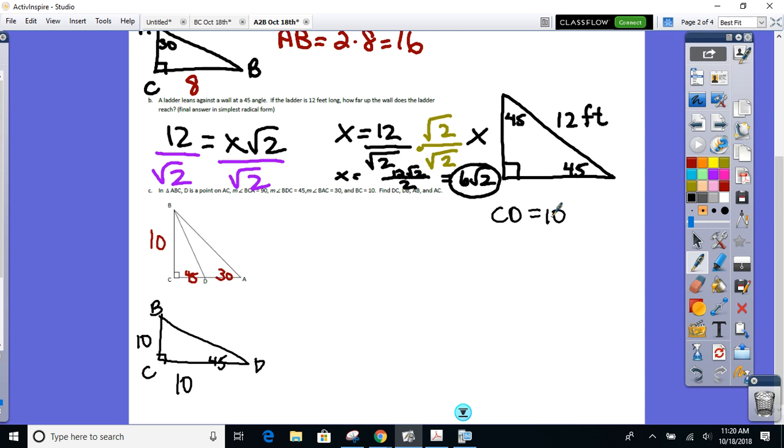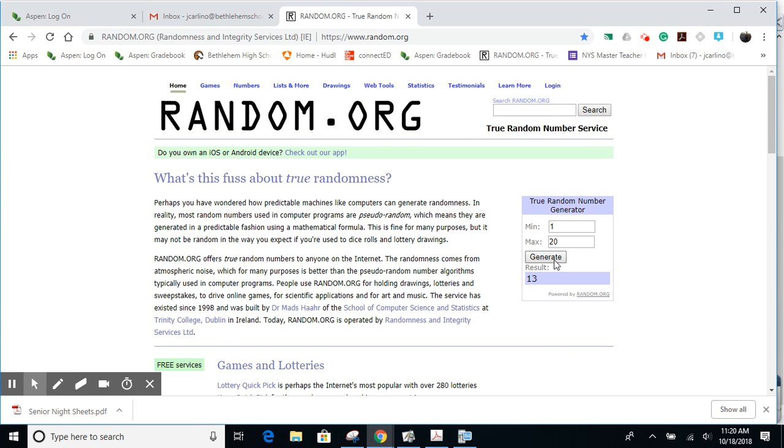What's the hypotenuse? Use your rules. Look back up at top. If both the legs here across from the 45 are 10, what's your hypotenuse in radical form? 13?